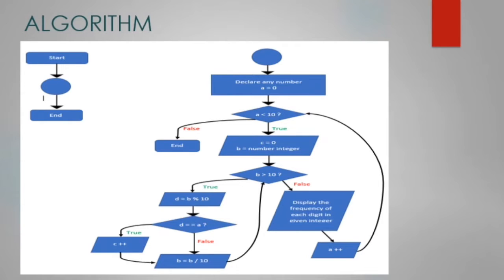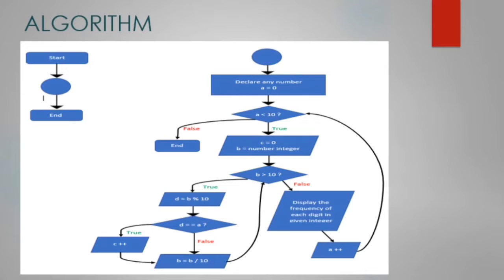Algorithm. First, start, then the connector. The connector is declare any number a equal to 0, and then a less than 10. If false, it will be n. If true, c will be 0, b will be number integer. Then b greater than 10, if true, d will be b remainder 10.